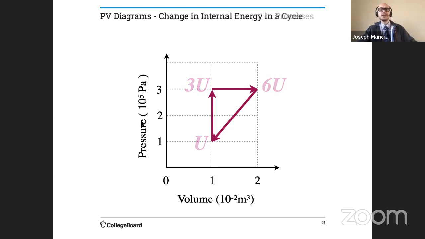But what's the change in internal energy for the whole cycle? If it starts with an internal energy of U and ends with an internal energy of U, there is no change in internal energy. That's the definition of a cycle.